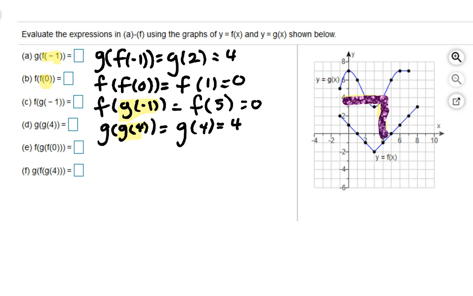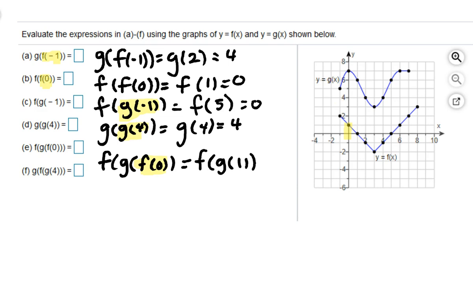Let's try the next one. The next one is f of g of f of 0. Starting on the inside, I'm going to do f of 0 first. X value of 0, go up to the graph of f, and we get a y value of 1. So I'm replacing that f of 0 with 1. That gives me f of g of 1.